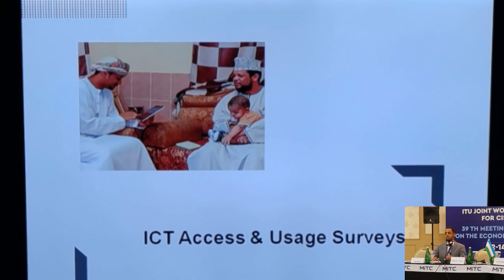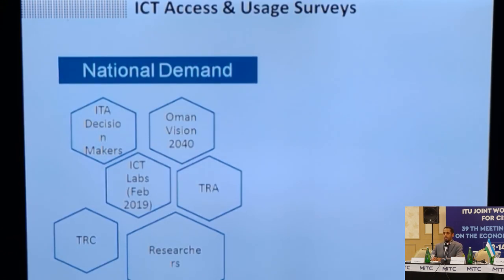Let us talk about ICT surveys. We have a national demand. For ITA internal purposes, we need such surveys in order to estimate certain indicators like internet access, individuals using computers, internet activities, social media indicators, and so on. For the formulation of policies and strategies, we need this with ITA management, especially related to national demand. Also, Oman Vision 2040 depends on such statistics in order to plan for the next 20 years.